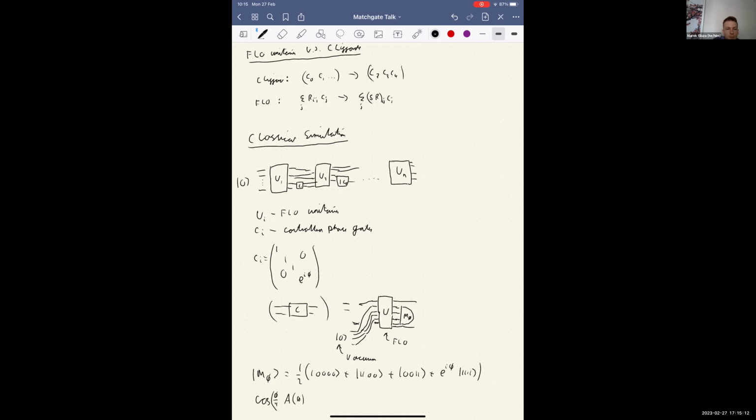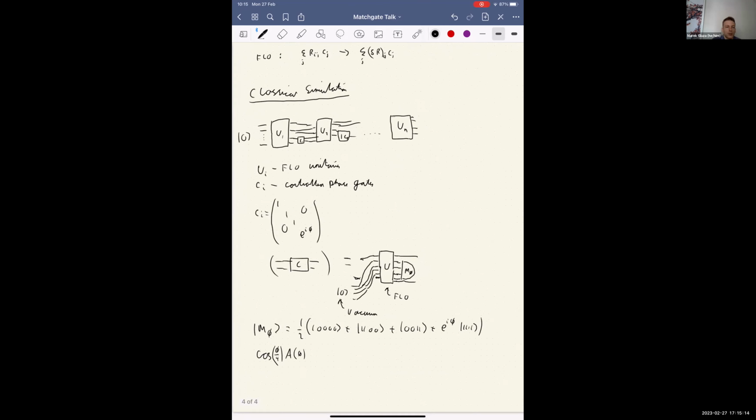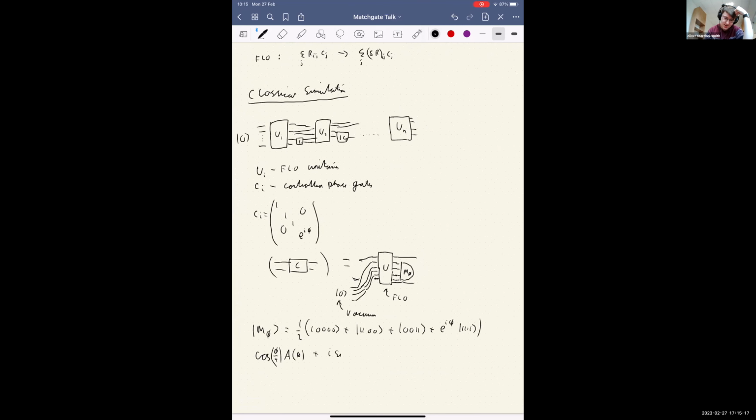A(φ) plus i sin(φ/4) B(φ), where A and B are fermionic Gaussian states. The overall effect of what we need to do is project onto A(φ) and then also onto B(φ) and add the answer up.